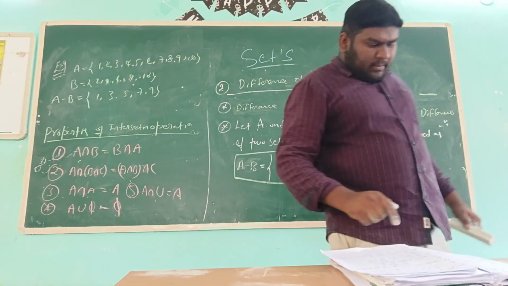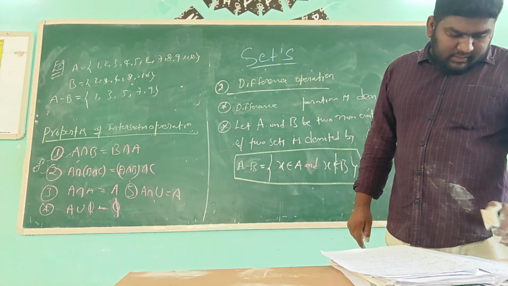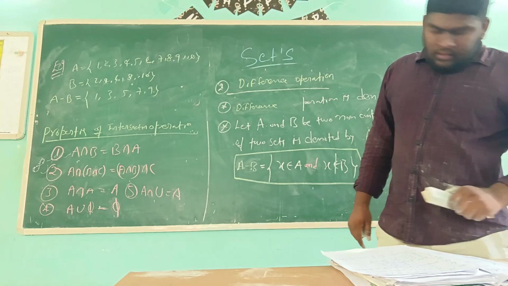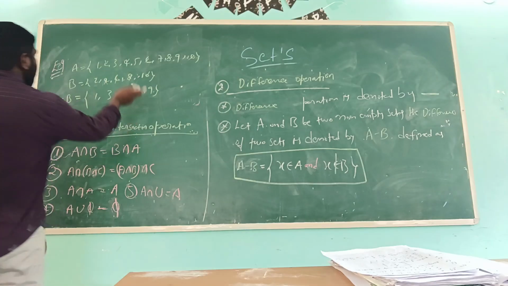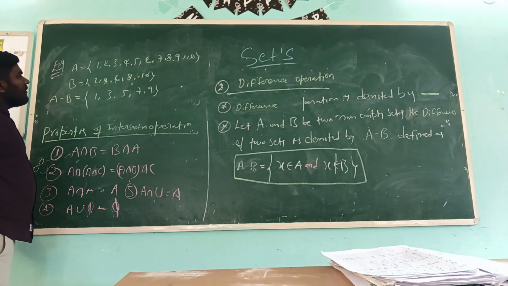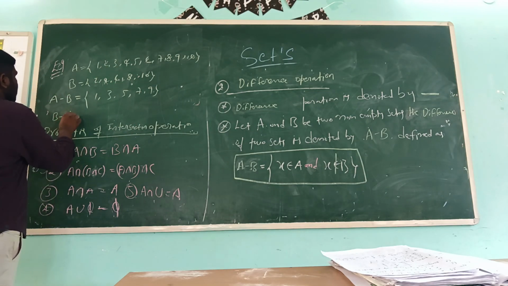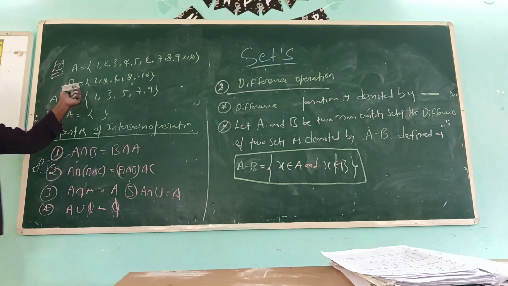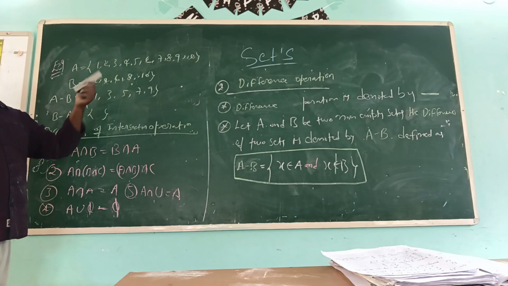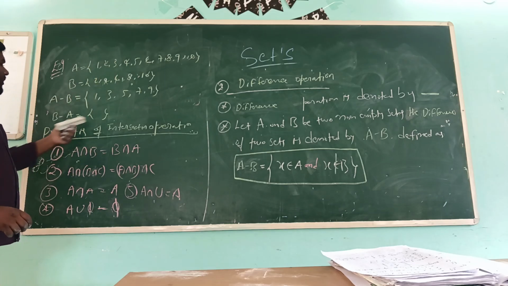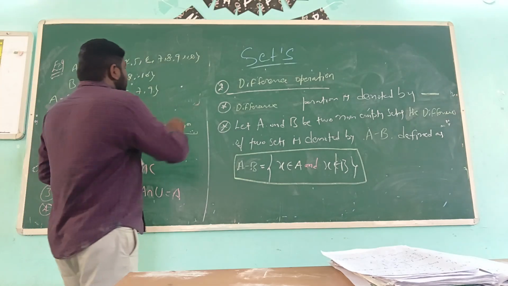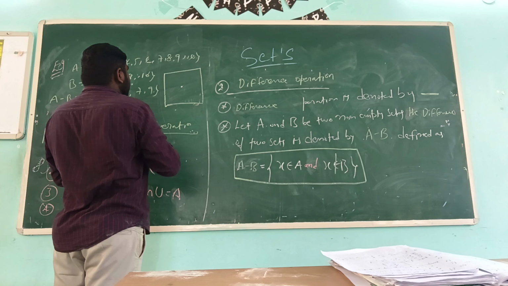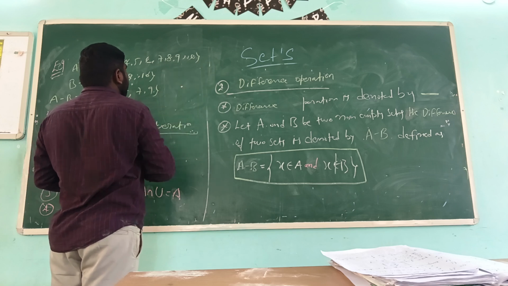Understood? Now B minus A, you can write B minus A: X belongs to B and X does not belong to A. What is B minus A? It is the null set. Understood? There is no element. All the elements of B are present in A. That's why B minus A is the null set. Then diagrammatically you can represent this, this is the square now.